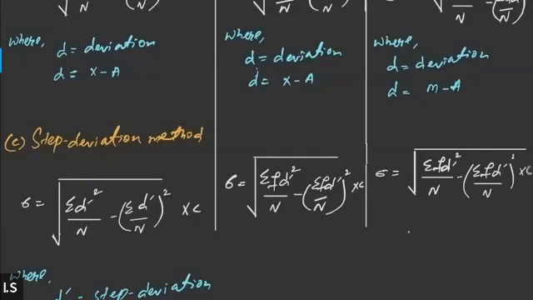And here, how do we calculate d? D will be calculated as the difference between the mid value and the assumed mean, and then d dash will be calculated by d divided by c, and c as usual means common factor.